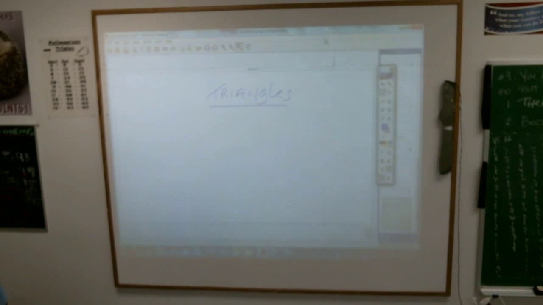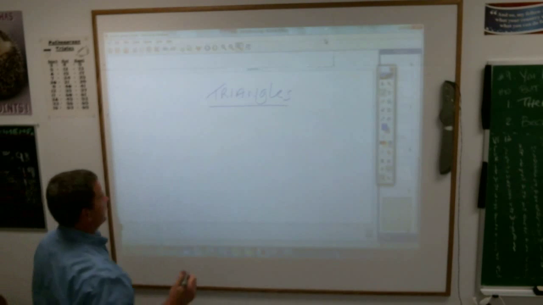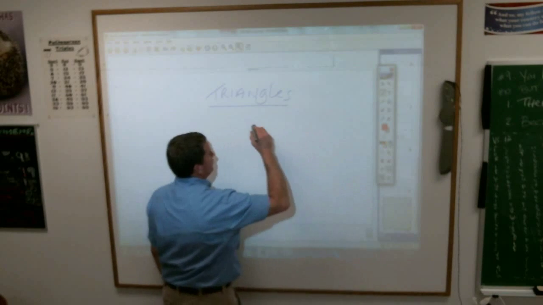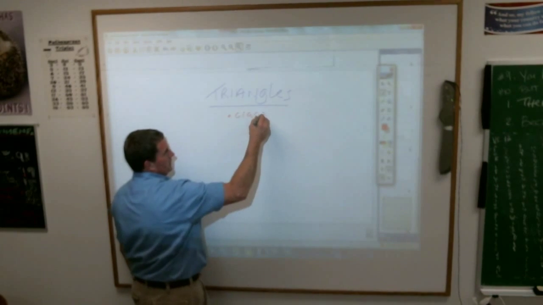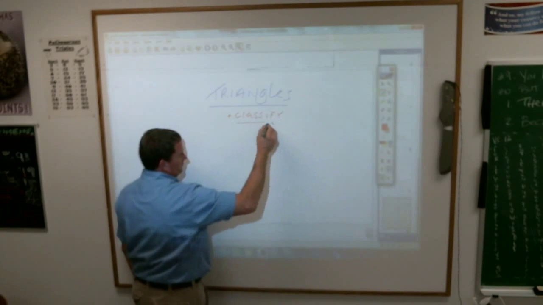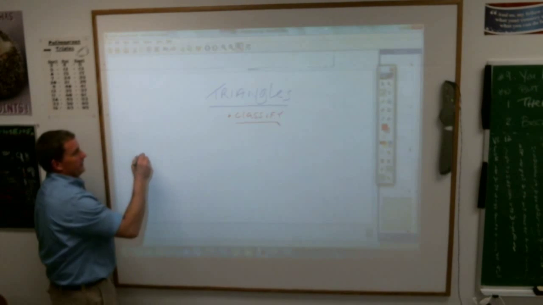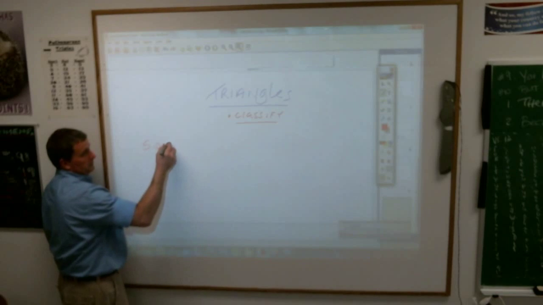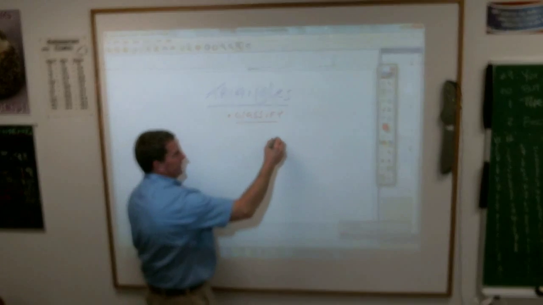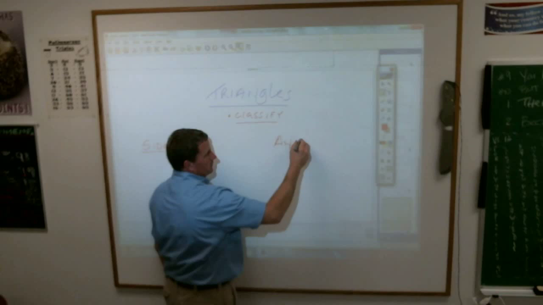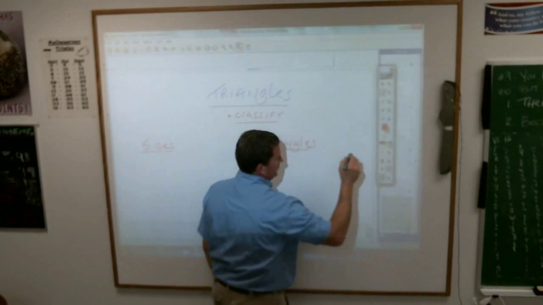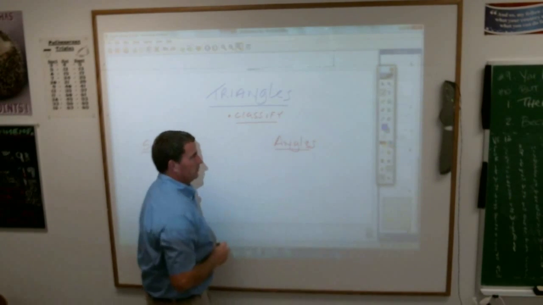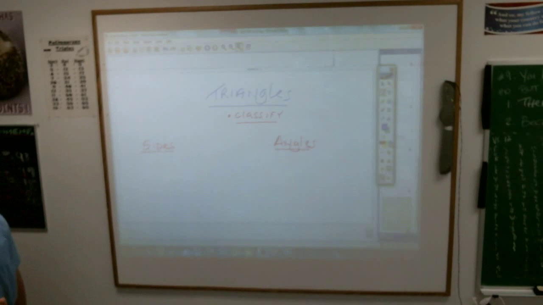We have two different ways. We're talking about classifying now. How do we classify? In other words, naming them. And we can either classify triangles by their sides or by their angles. So make sure when a book asks you, you're doing the right one, because it's easy to get those confused.